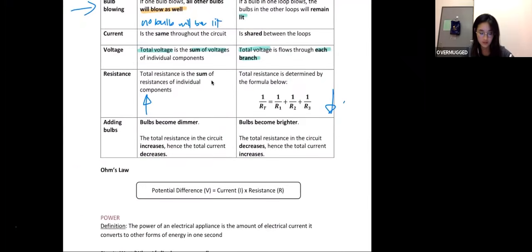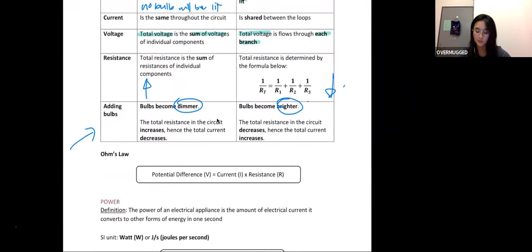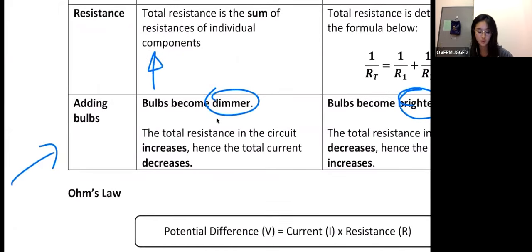So I want to talk about how it relates to adding bulbs. This is a very common question. They ask, what happens if I add a light bulb in series? If you add a light bulb in series, it becomes dimmer. But if you add a light bulb in parallel, it becomes brighter. Why? Because in series, the more bulbs you add, the total resistance increases.